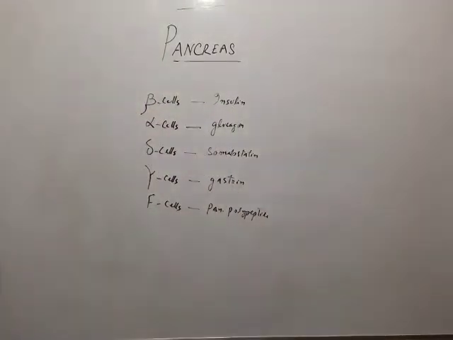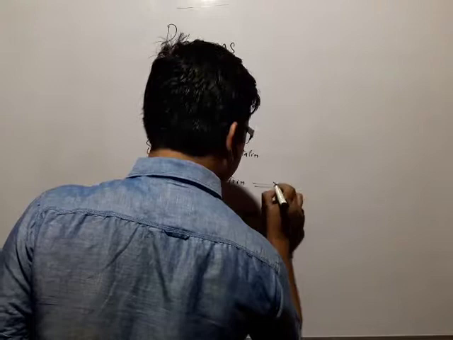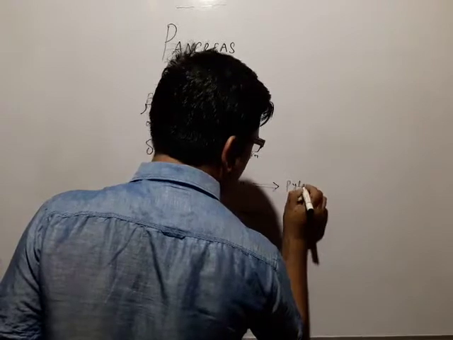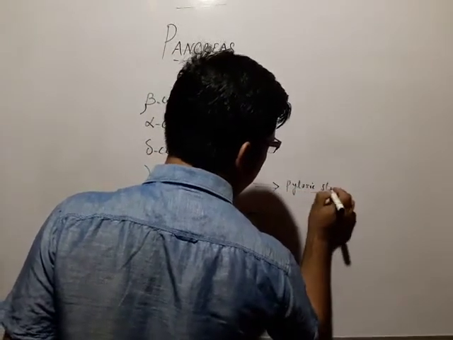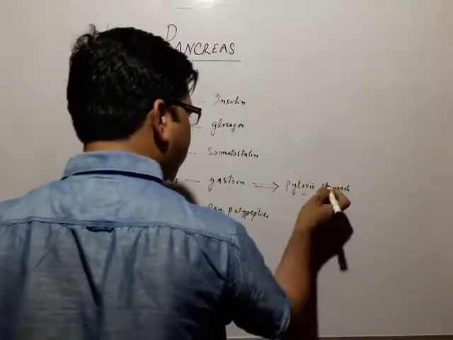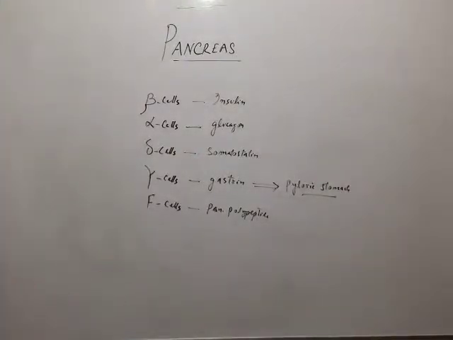Fine. Now, if we discuss each and every cell one by one, let's complete these small cells first. The gamma cells which secrete gastrin, this gastrin is like the gastrin secreted by the pyloric end of the stomach. So this gastrin is the same as the gastrin secreted by the stomach, having different functions for regulating the gastric juice.